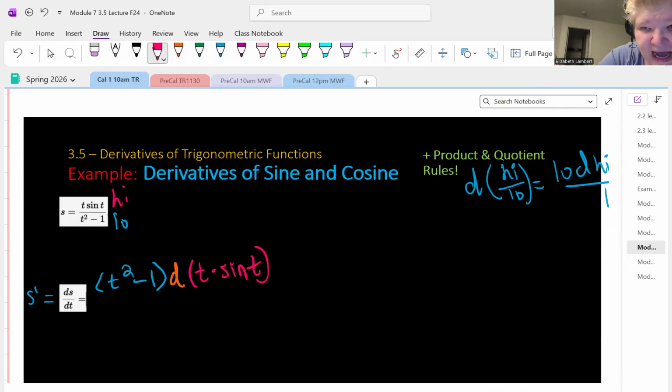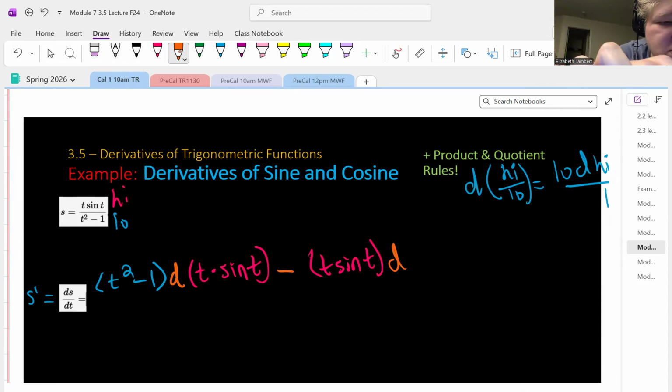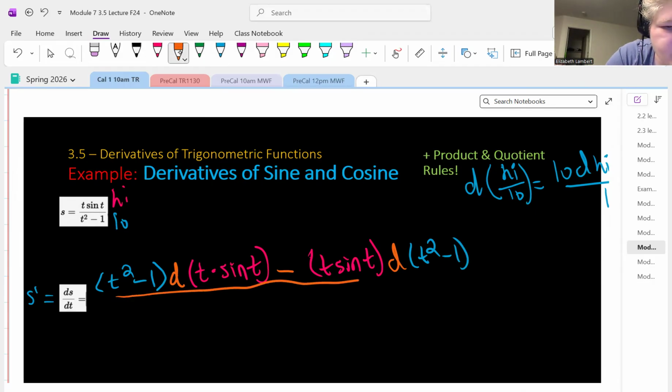So low d high minus, now our high, the original high, t sine t, d low, our low is that t squared minus 1, all over low, or square the denominator. So t squared minus 1, whole thing squared.